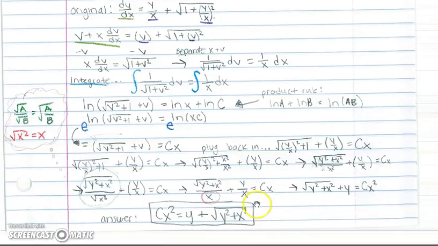Now we could get rid of that x because it's on both here. So if you multiply both sides by x, you end up getting the square root of y squared plus x squared, plus y, equals cx squared. Now if you flip that around, so you have your cx squared on the left side, you actually get the answer: c times x squared equals y plus the square root of y squared plus x squared. And that is how you solve this problem.